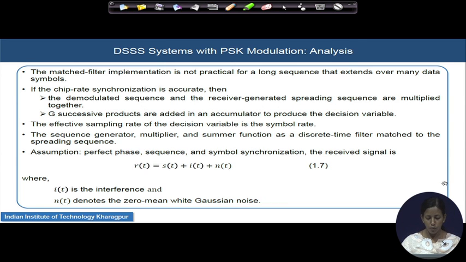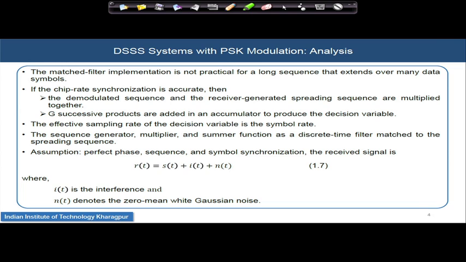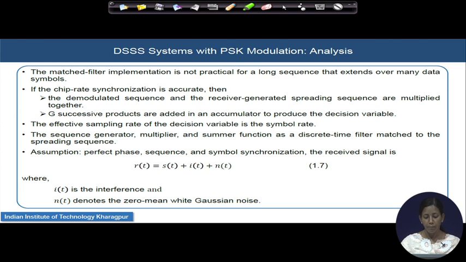And so, that was the case, and we understand that the sequence generator, the multiplier, and the summer function can all be implemented as a discrete-time filter matched to the spreading sequence. Remember one thing: this matched filter implementation won't be practical for a very long period of the spreading sequence, because that will extend over a very large number of data symbols. If that is the situation, then matched filter implementation is not practical. However, we will come back to the mathematical model.